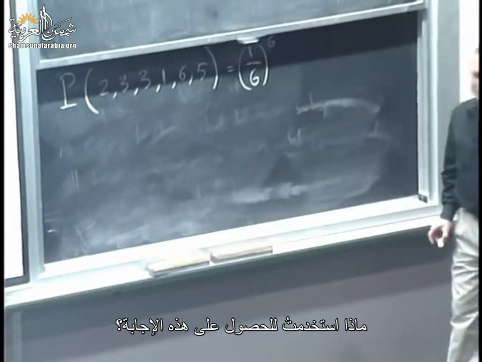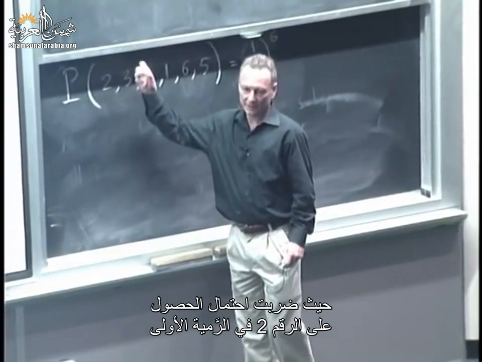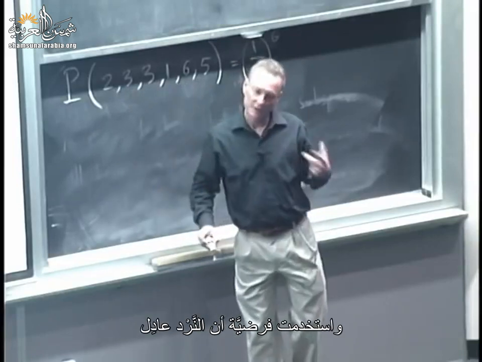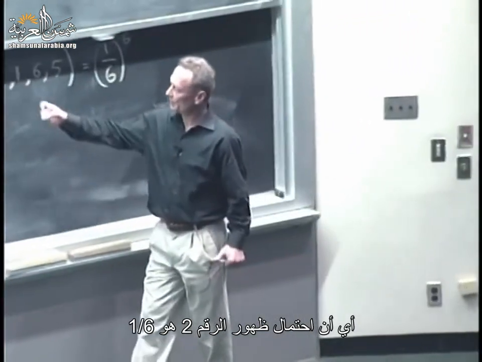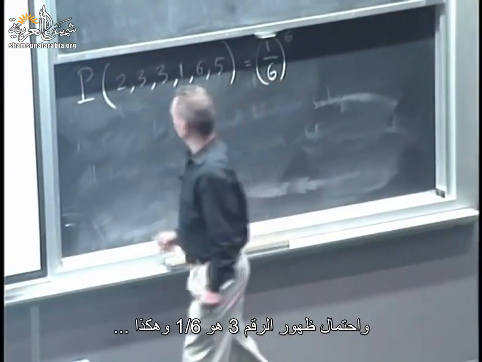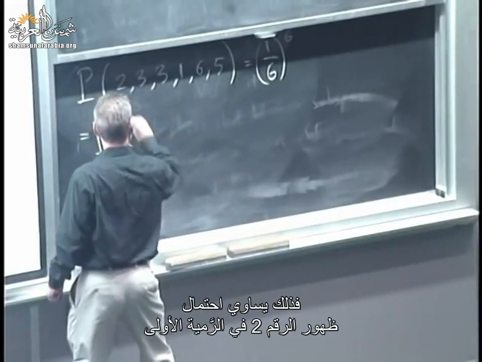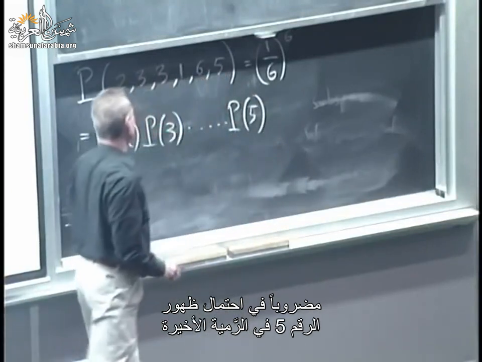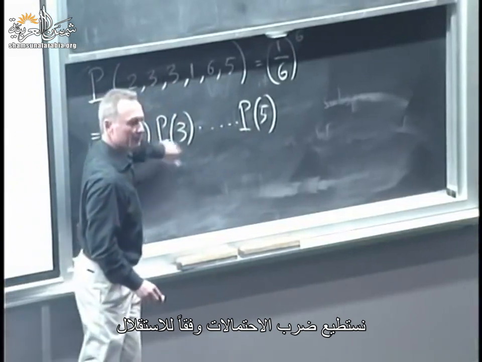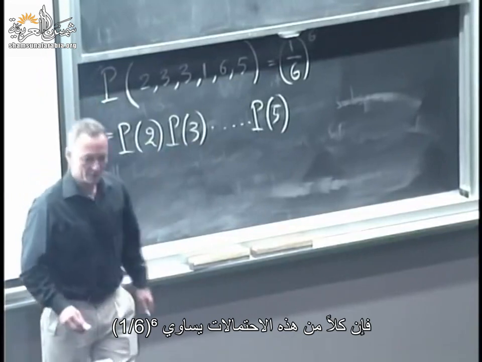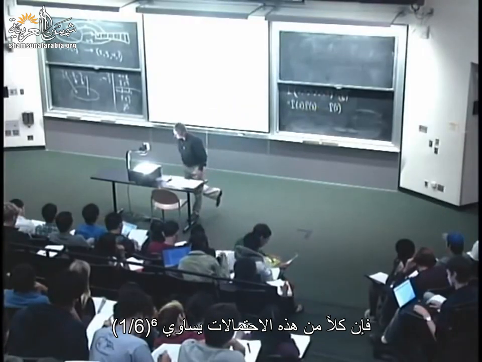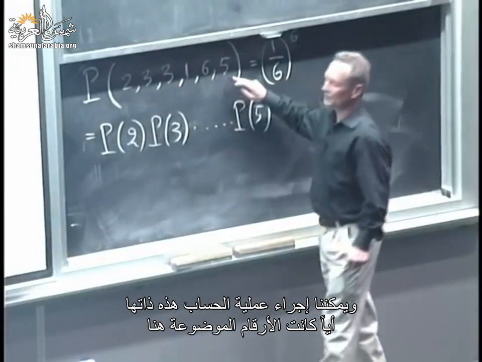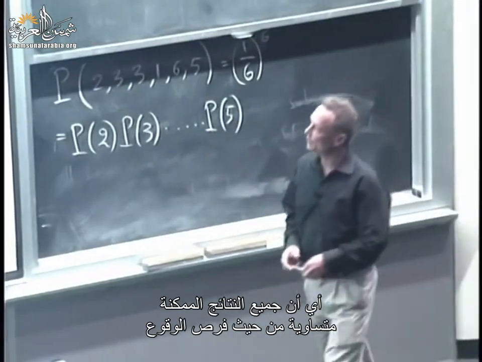What did I use to come up with this answer? I used independence, so I multiplied the probability that the first roll gives me a 2 times the probability that the second roll gives me a 3, and so on. And then I used the assumption that the die is fair, so that the probability of a 2 is 1/6, the probability of a 3 is 1/6, and so on. So if I were to spell it out, it's the probability that we get a 2 in the first roll times the probability of a 3 in the second roll times the probability of a 5 in the last roll. So by independence, I can multiply probabilities, and because the die is fair, each one of these numbers is 1 over 6 to the 6th. And so the same calculation would apply no matter what numbers I would put in here. So all possible outcomes are equally likely.